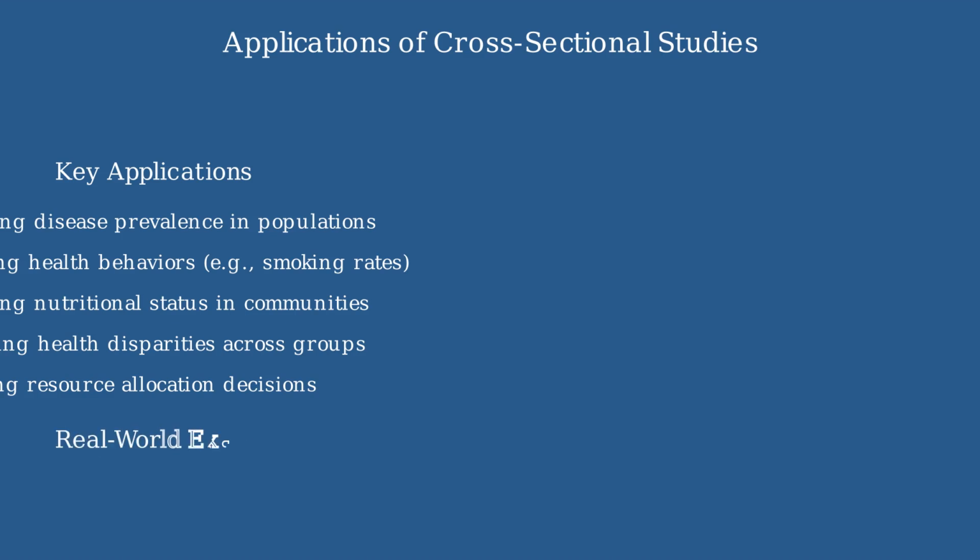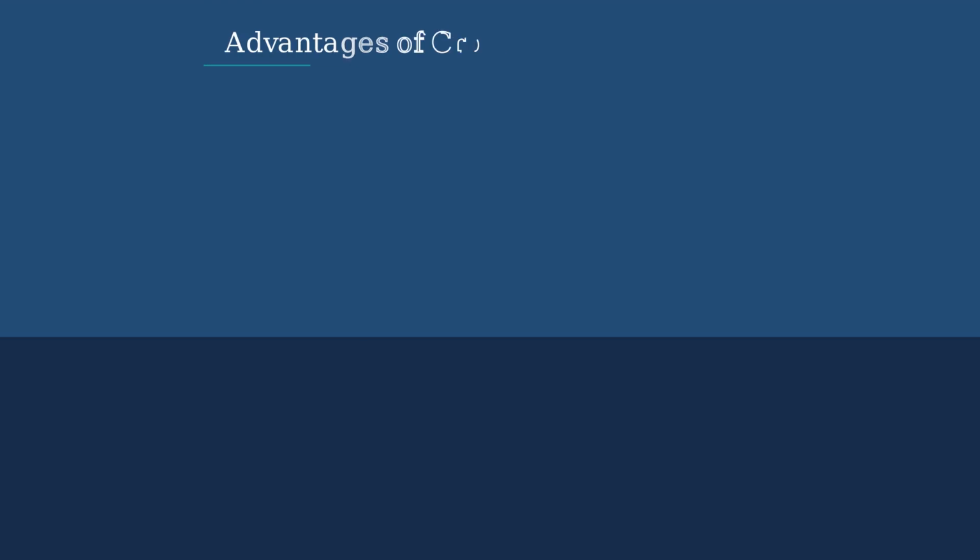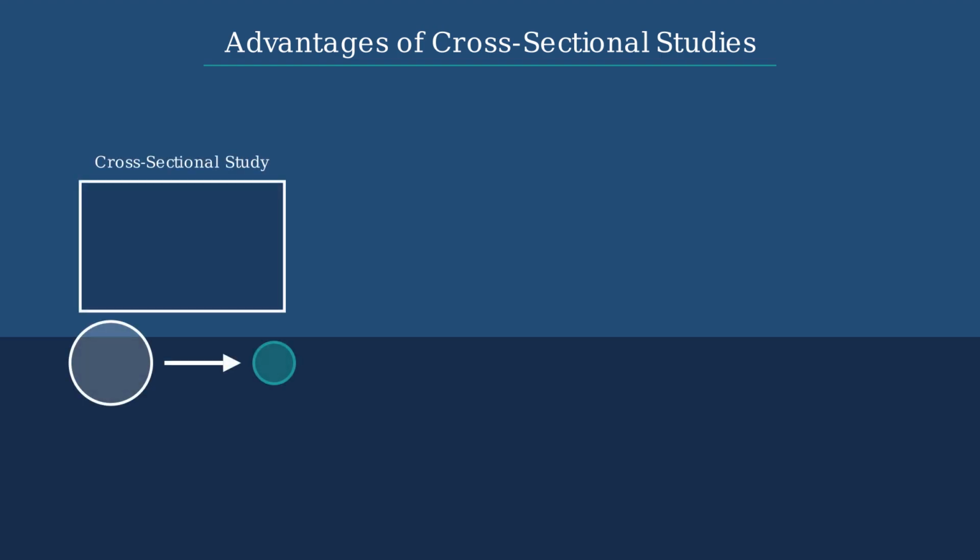In practice, cross-sectional studies often examine both disease status and exposure factors simultaneously, as shown in this diagram. The key strength of cross-sectional studies is their ability to provide rapid assessments of population health status, making them valuable tools for public health planning and surveillance. Cross-sectional studies offer several key advantages in epidemiological research. These studies provide a snapshot of a population at a single point in time, making them much quicker to conduct than longitudinal studies.